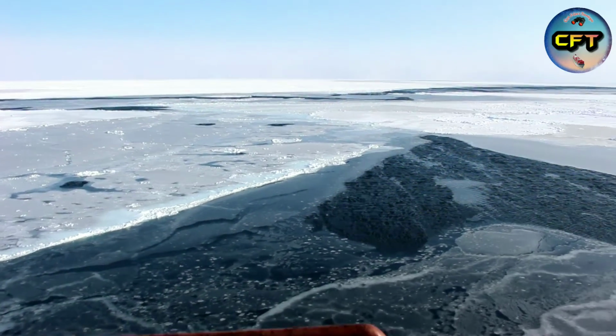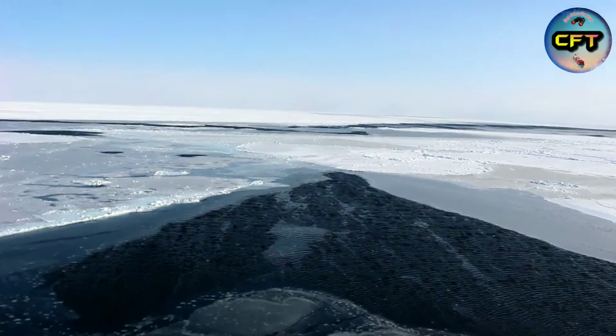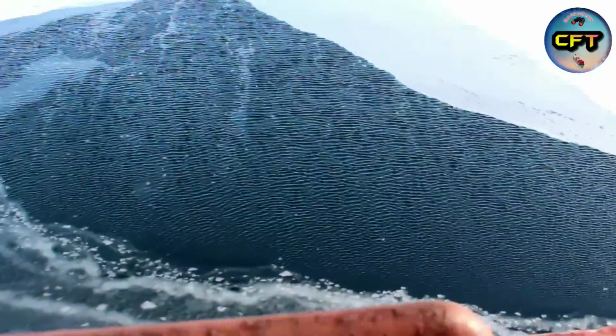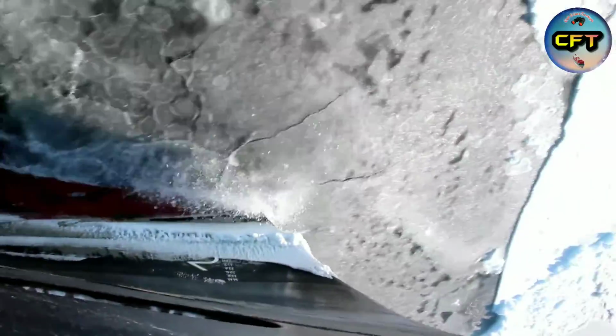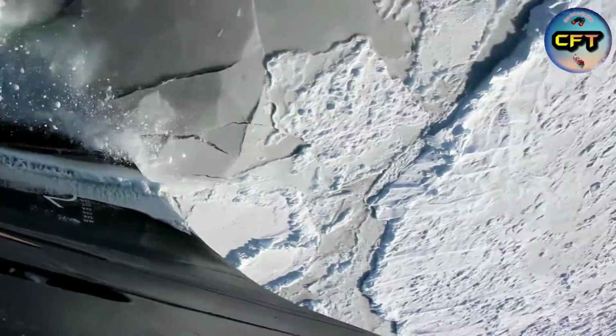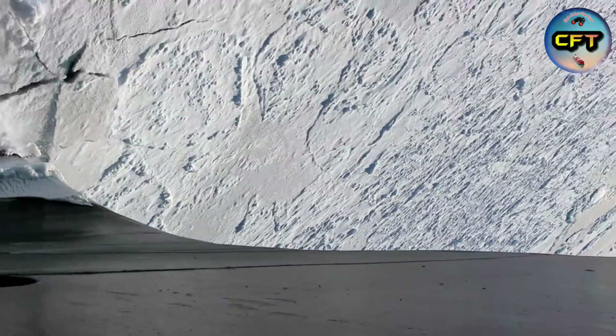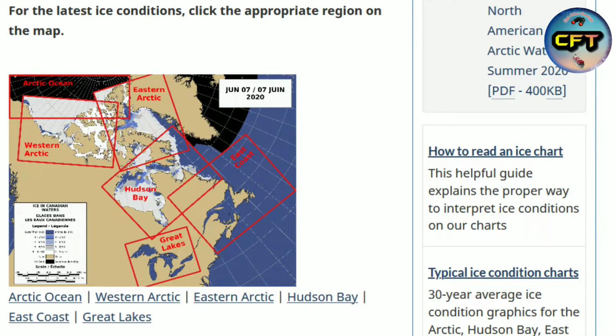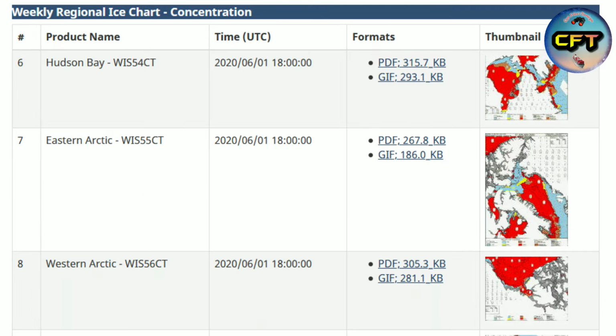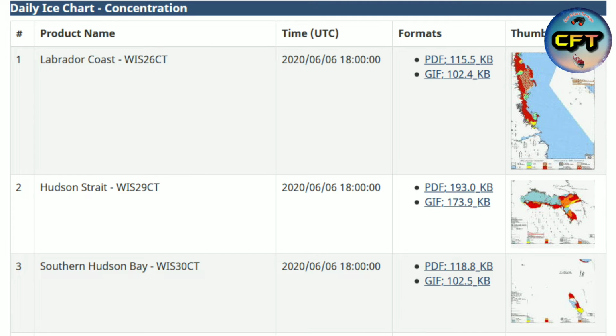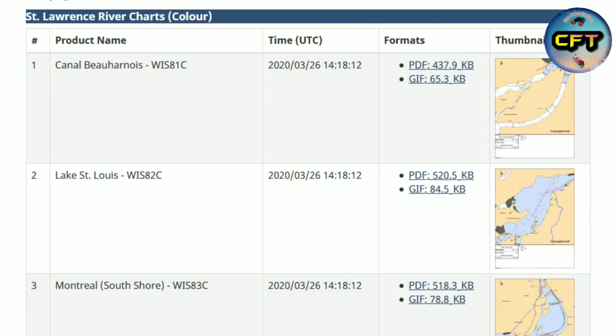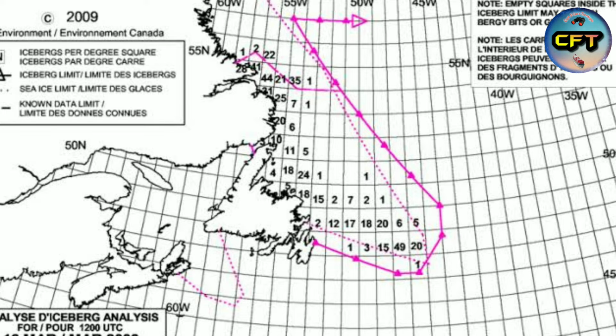The Canadian Ice Service provides accurate and timely information about ice in Canada's navigable waters. The following ice products are available during the Canadian ice season: ice applications and data, latest ice conditions, regional ice charts, daily ice charts, St. Lawrence River charts, iceberg analysis charts.